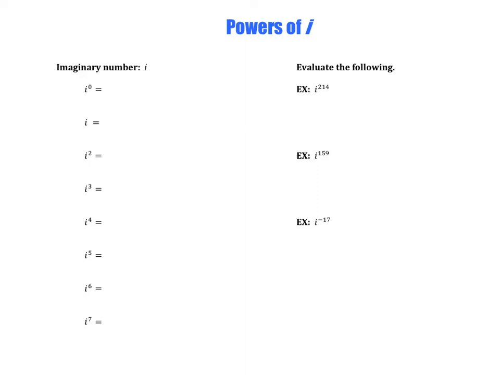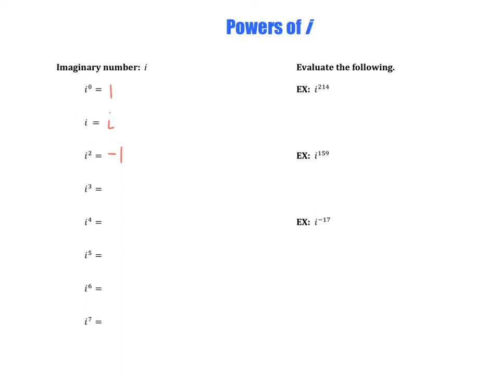So I to the 0, anything to the 0 is going to be 1. I is just I, all right? I squared, we know from a prior lesson, is -1 by definition. And then I cubed. Let's talk about how we could rewrite I cubed in terms of some of the prior values above, so to speak. And here's what I mean by that.